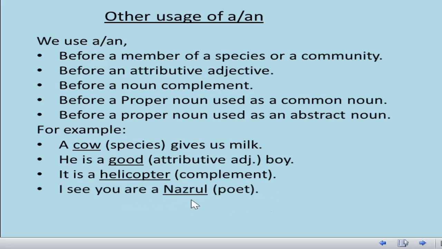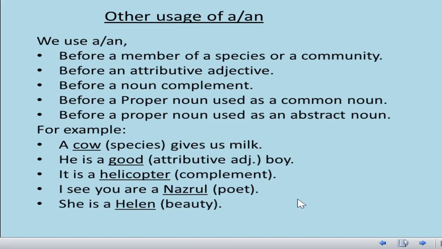Then I see you are in Nazrul. Nazrul here is a proper noun, but here it is used as a common noun. Nazrul refers to poet. So instead of poet, here Nazrul is used. Nazrul proper noun is used.